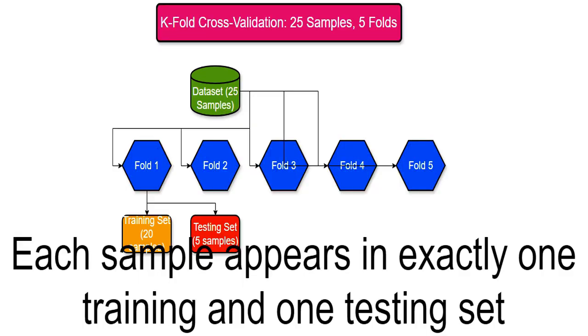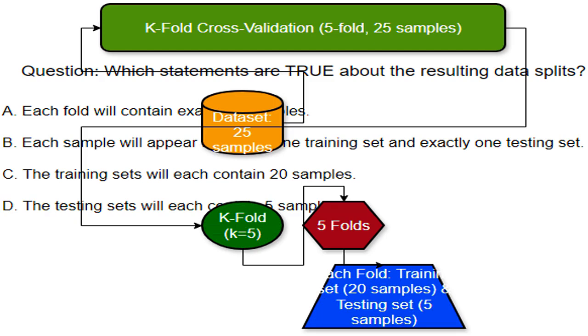This is a key property of KFold cross-validation. Each data point is used once for testing and in all the remaining training sets across the 5 iterations. This ensures each data point contributes to both the training and evaluation of the model. That's fairness in action.